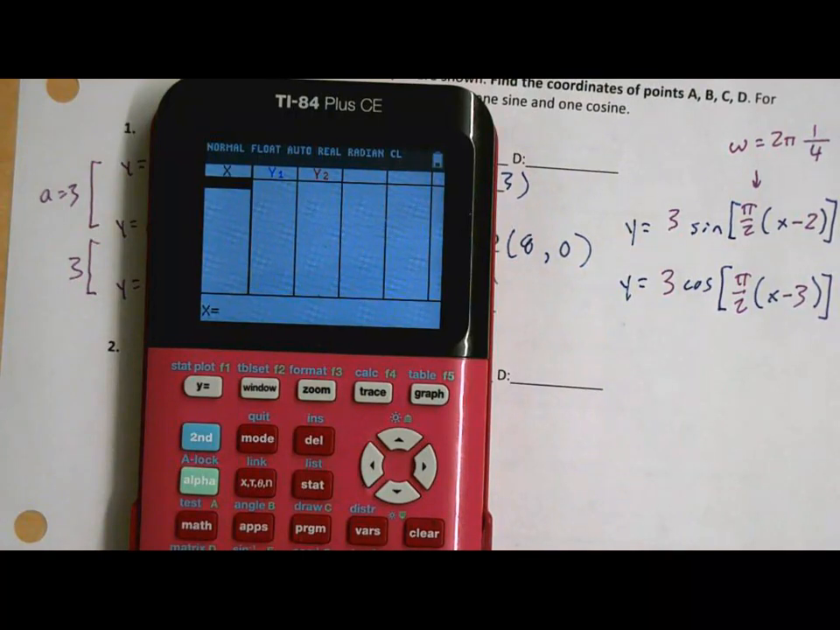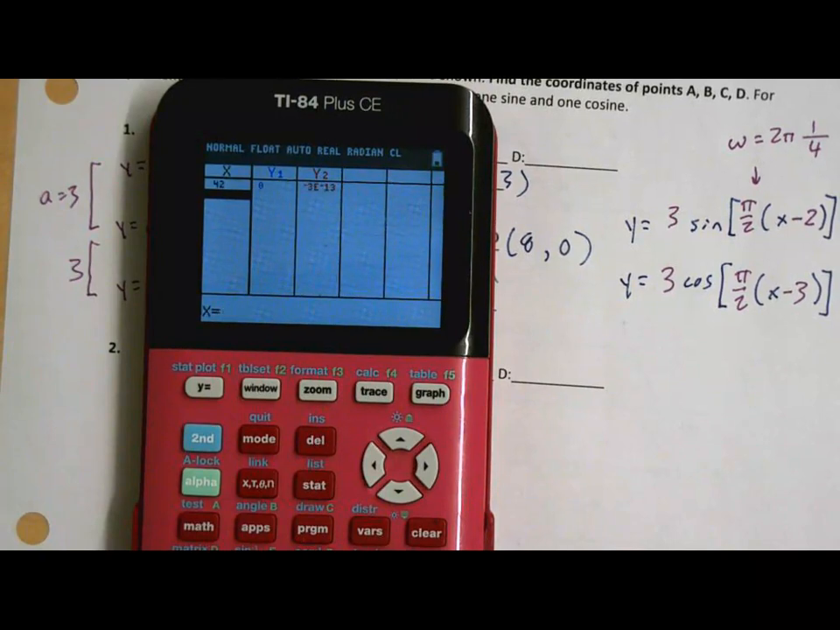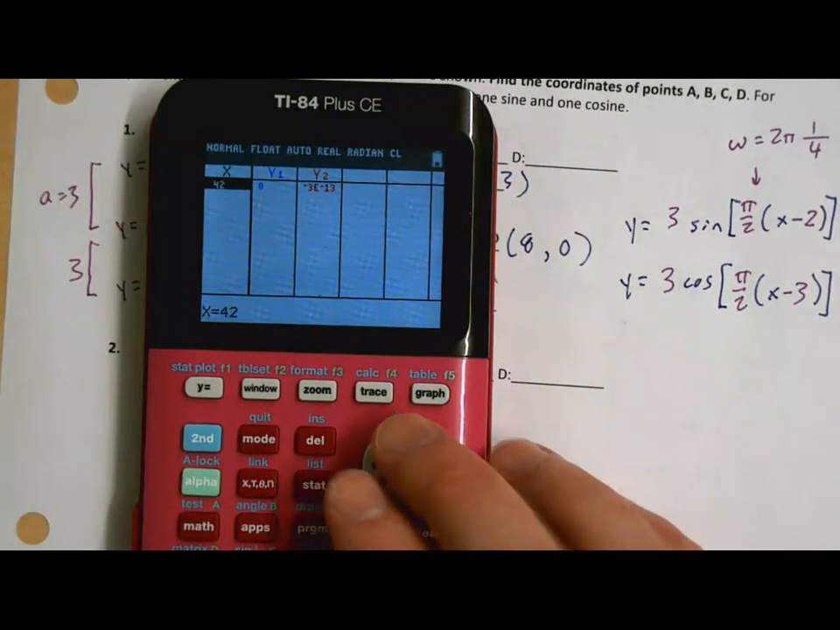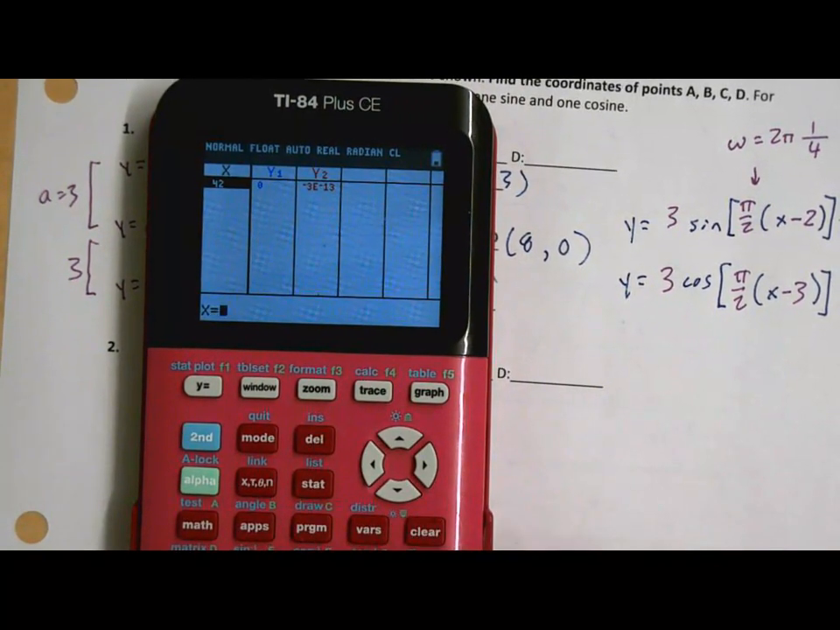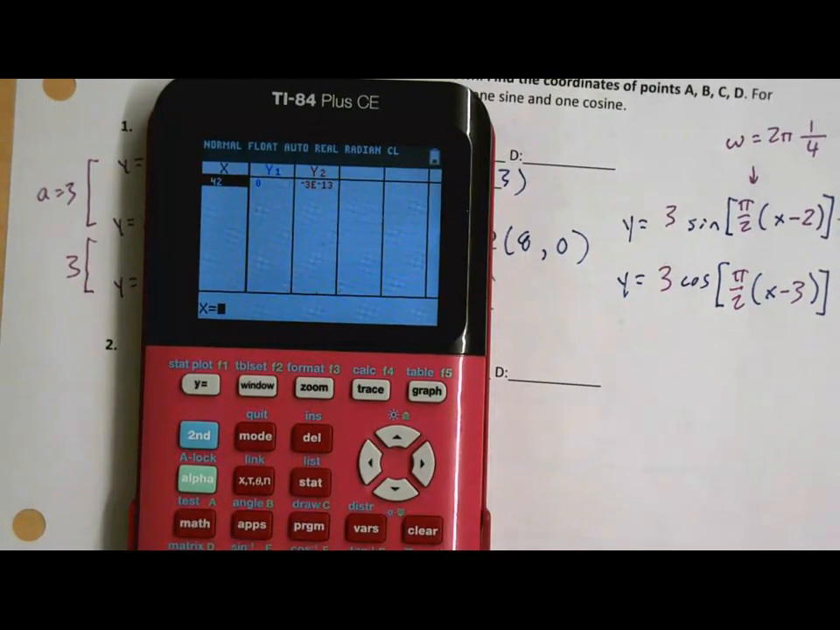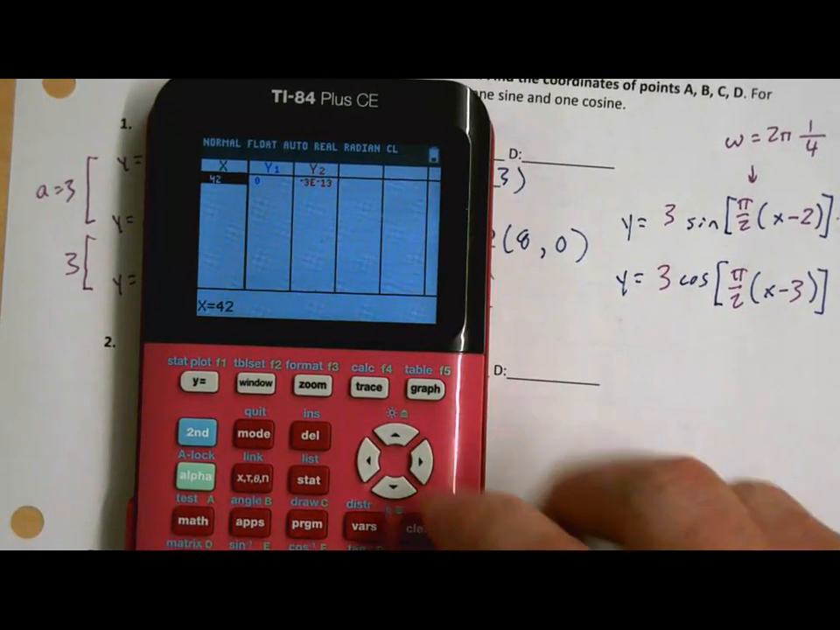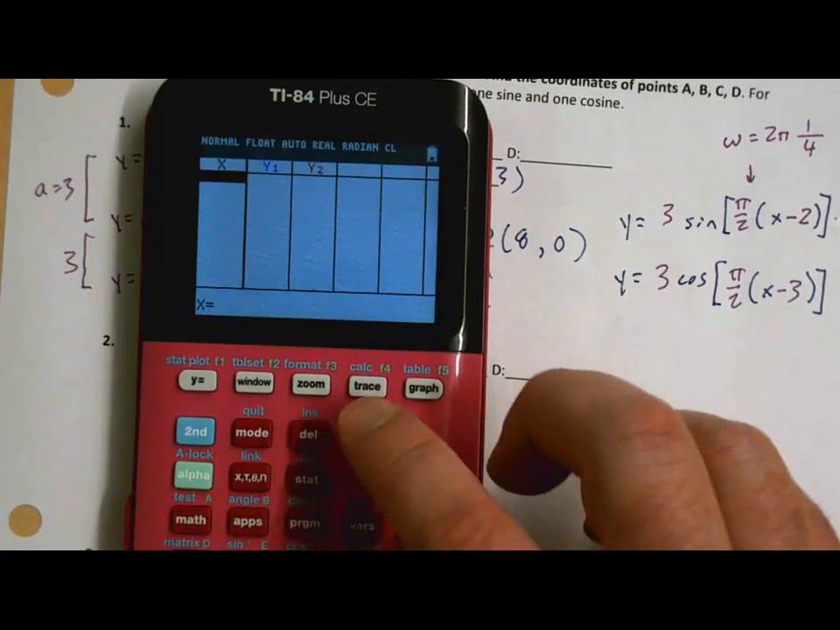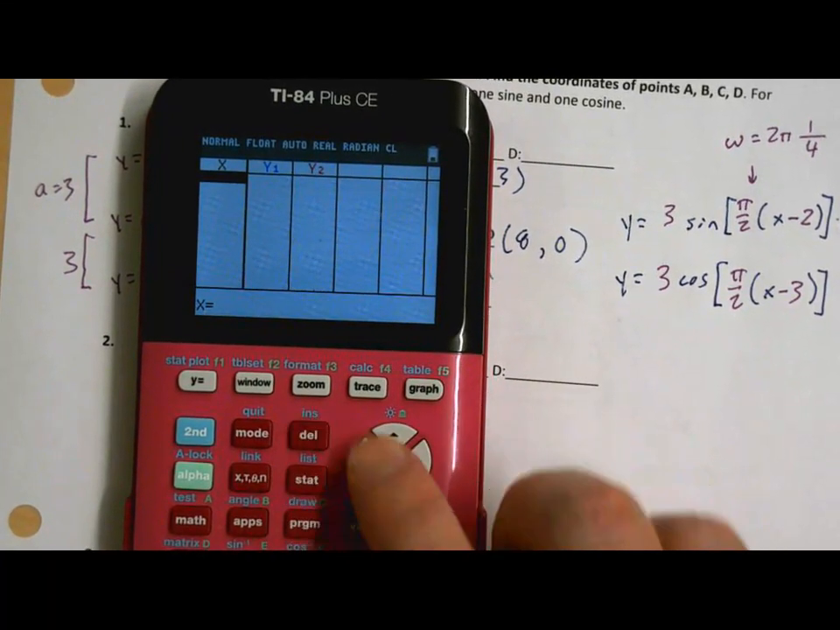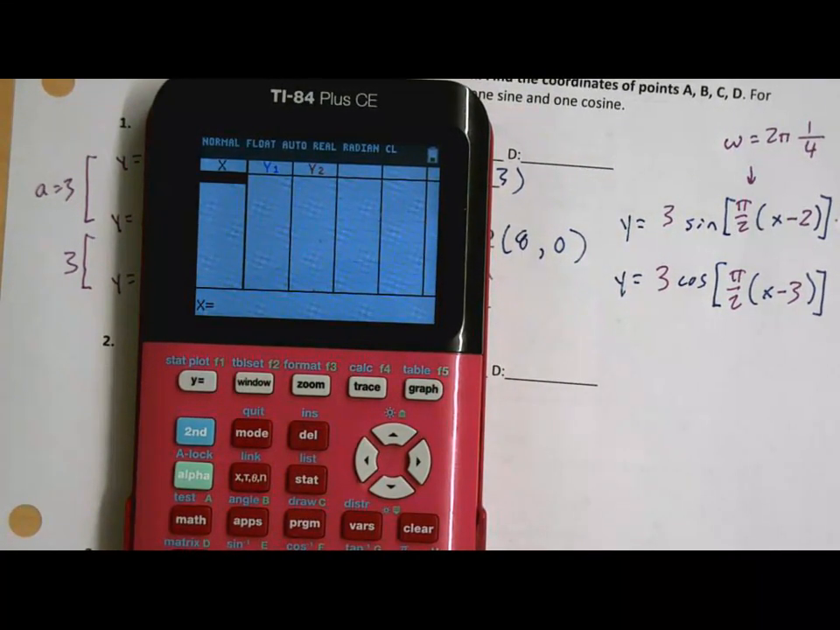Now if you don't see a blank table, if you have, for example, 42 in for one of your x's, what you can do is highlight that x value and just hit the delete button. How do we clear it? Yeah, so highlight the x value and hit the delete button. So if you're seeing stuff in there, just hit delete until it's blank.